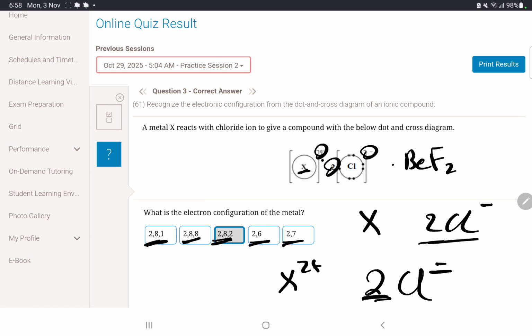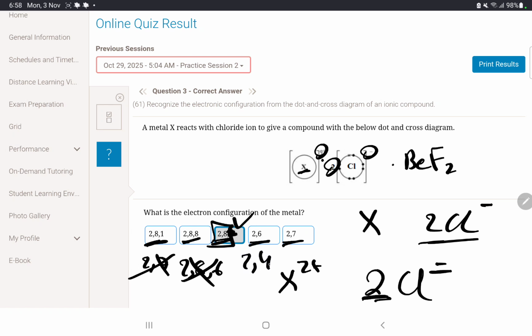Now, which one out of these 5 electron configurations can it remove 2 electrons and still end up with a full valence shell? A full valence shell is what? 8 electrons. Let's see. If we remove 2, it will become 2, 7. That's not 8 electrons, it's wrong. If we remove 2, it will become 2, 8, 6. That's wrong. Here, if we remove 2, it's 2 and 8. 8 is a full valence shell, that's why it's correct.